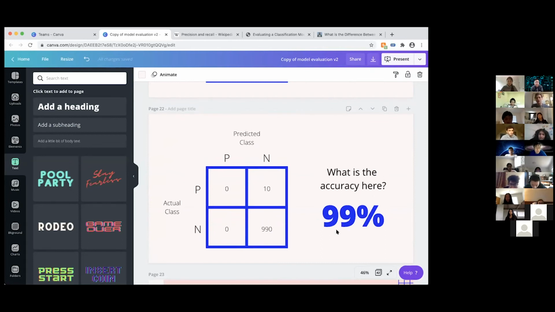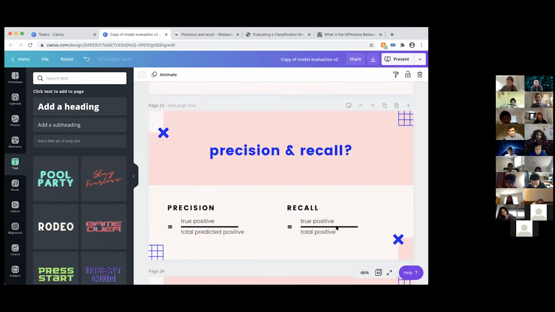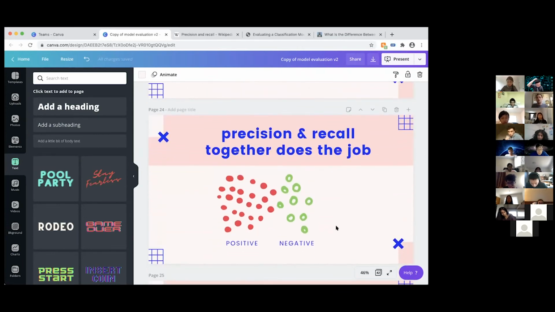So the accuracy might be deceivingly high, right? Because in this case, we have 10 cases of fraud and we didn't catch a single one of them. So this could be a very costly mistake, even though our accuracy looks very high. This is why we might need additional metrics for evaluating our classification model. Two super important ones that we're going to use are called precision and recall. Together, precision and recall will give us a more complete picture of how well our model is performing.